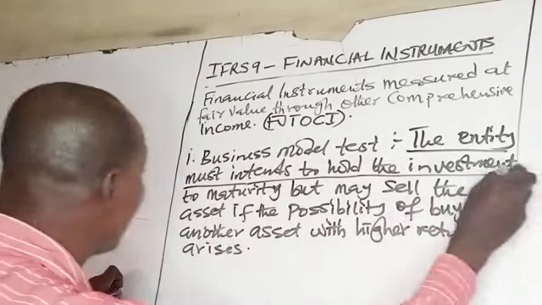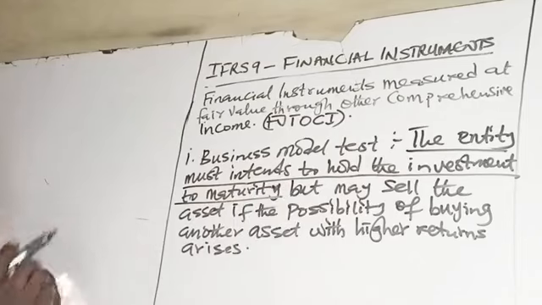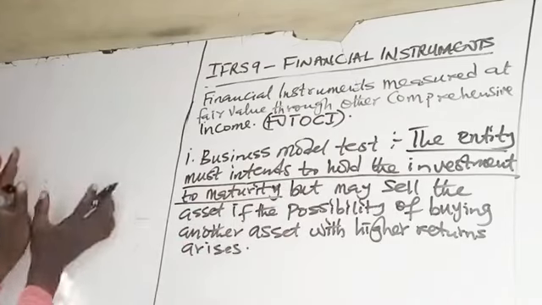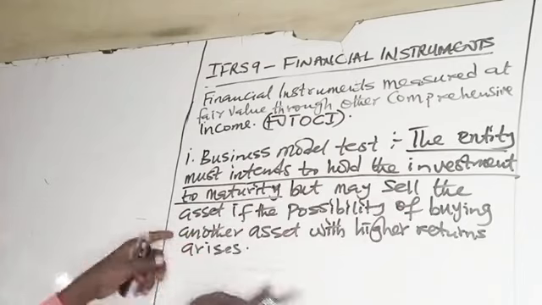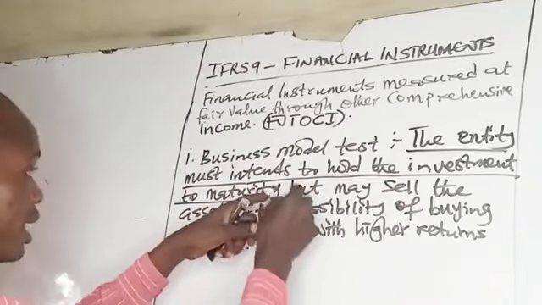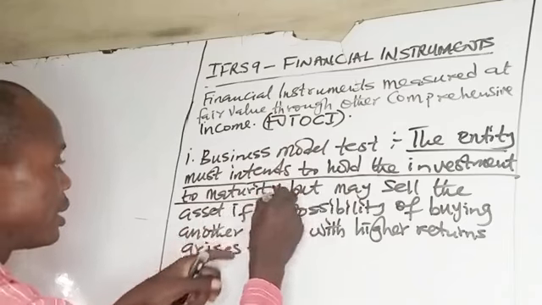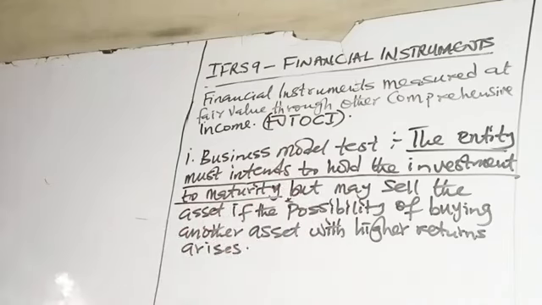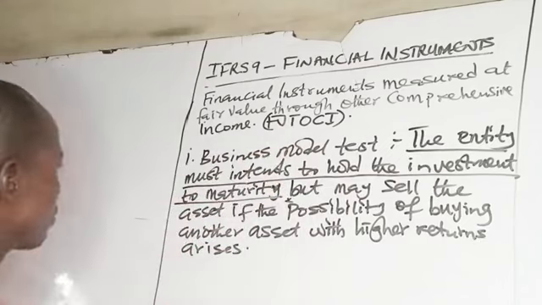The difference between the business model test here and under amortized cost is that under amortized cost, the entity must intend to hold the investment to maturity. The possibility of buying another asset with higher returns is not under amortized cost. That is the difference. It is from here that the difference arises in the business model test under the two methods.